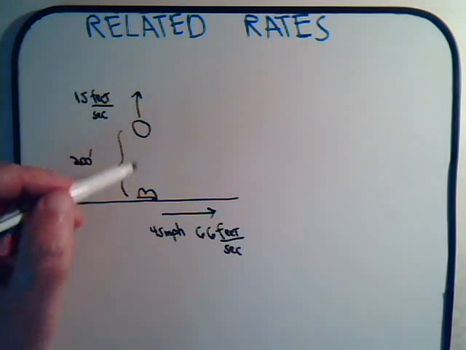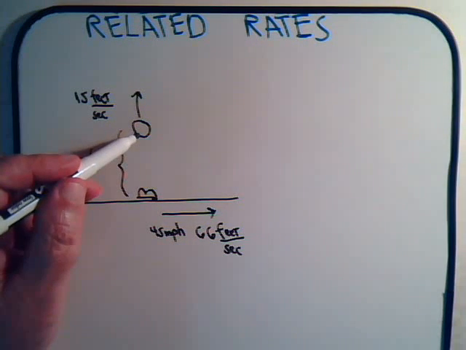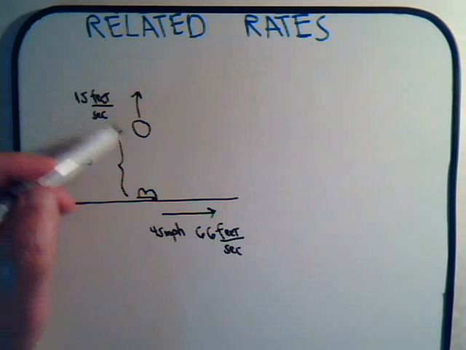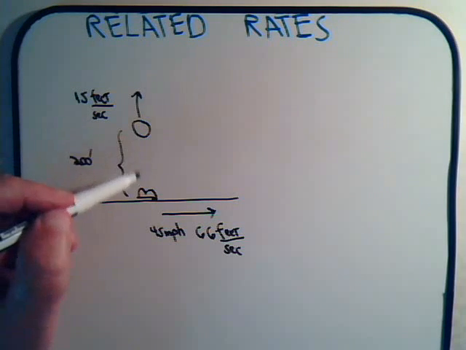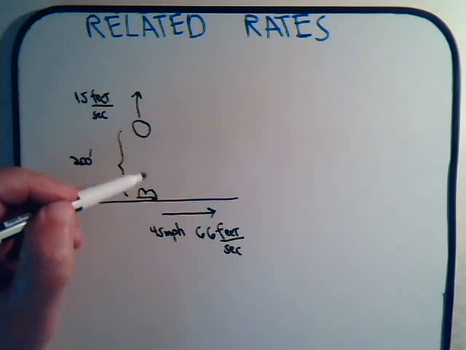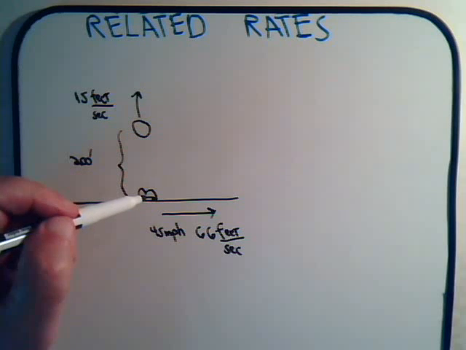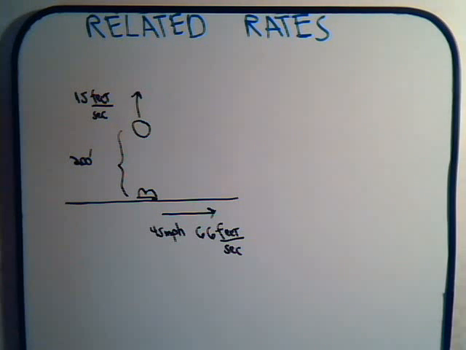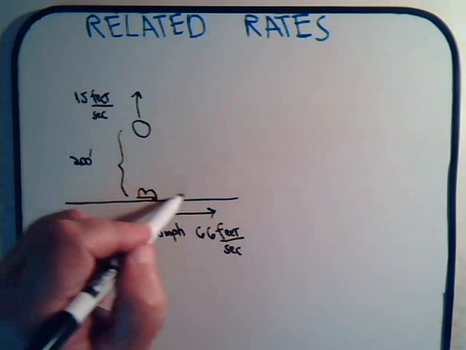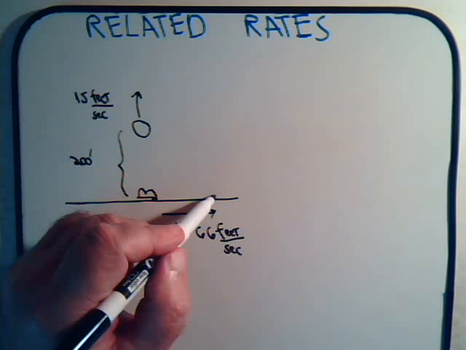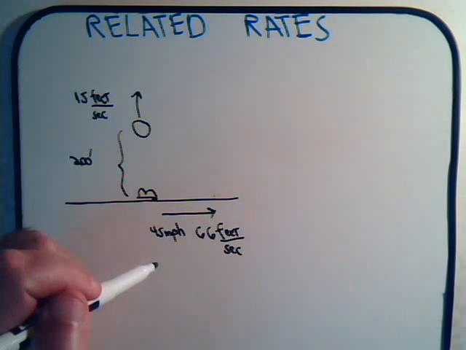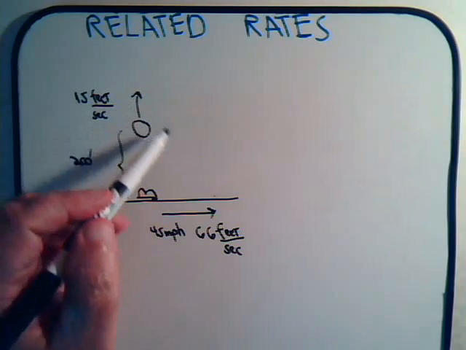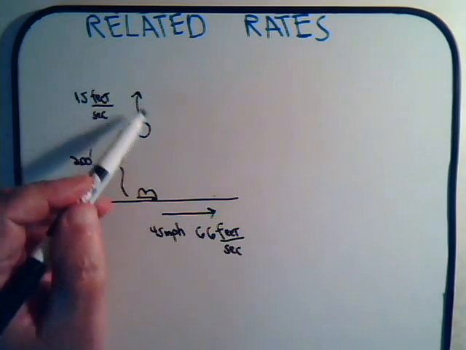So the balloon is 200 feet off the ground. It's rising at the rate of 15 feet a second. Just when the balloon is 200 feet off the ground, there's a car directly beneath it, and the car is moving to the right at a speed of 66 feet per second. The problem is this: 1 second later, how fast is the distance between the balloon and the car changing?